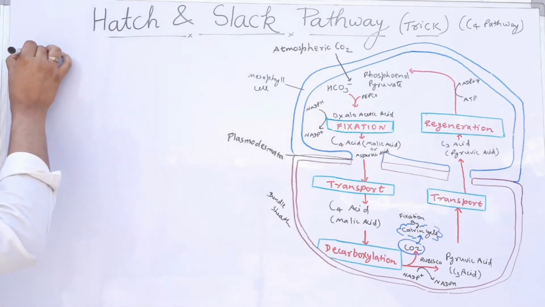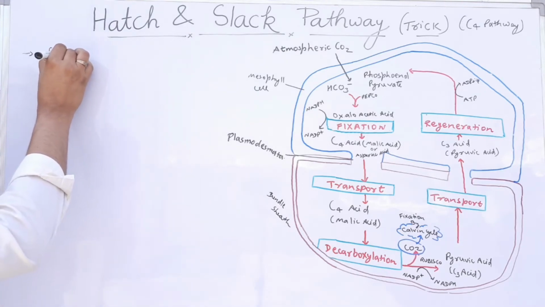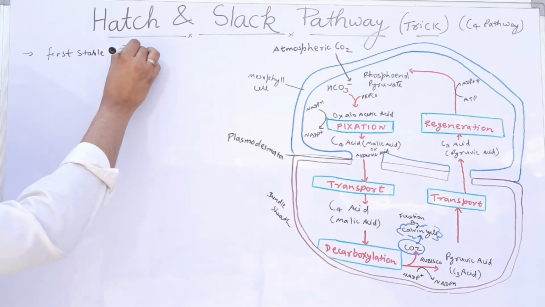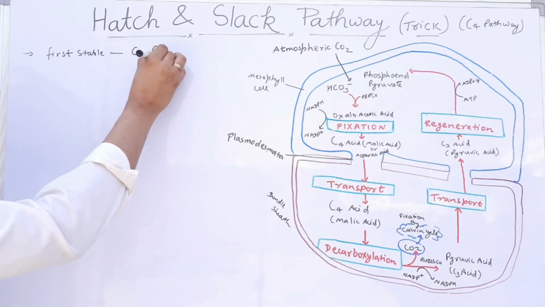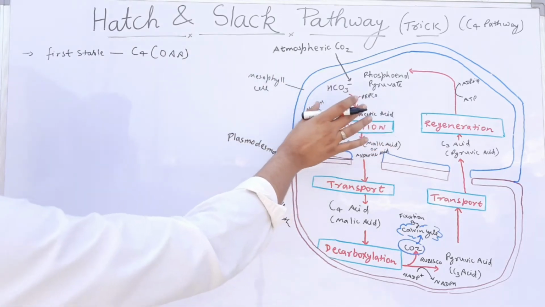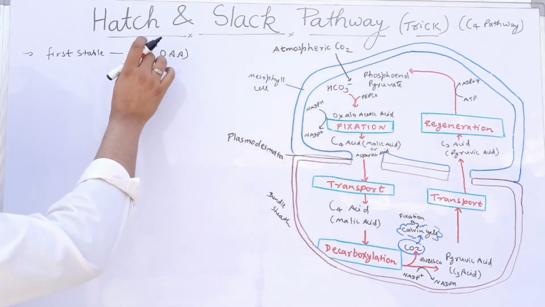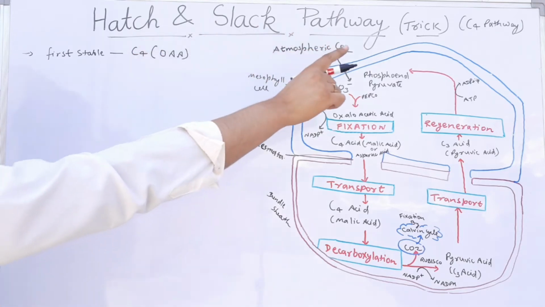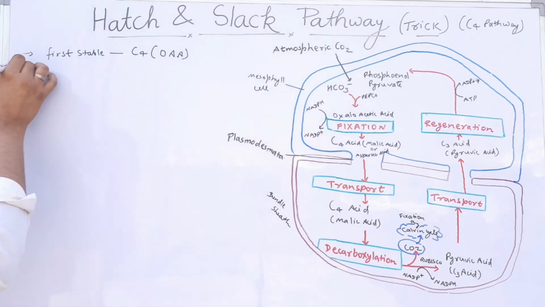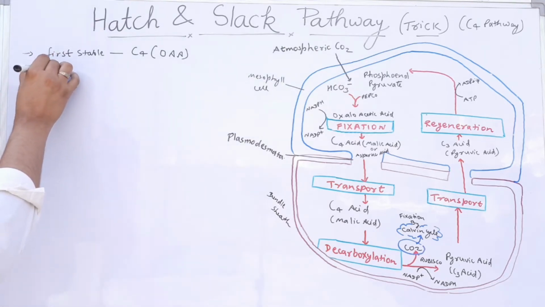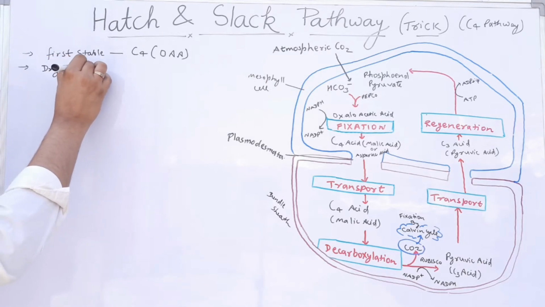It's called the C4 cycle because the first stable product is a 4-carbon compound known as oxaloacetic acid. Oxaloacetic acid is the first stable product, which is made up of 4 carbons, that is, it's called the C4 pathway. Now we'll see where these are found. These are found in dry and tropical regions.